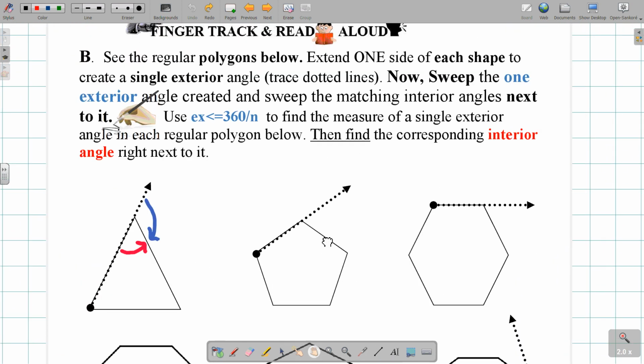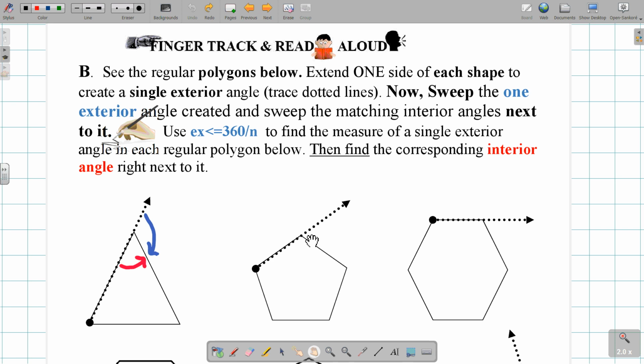Let's finger track and read out loud. Put your finger on the paper right there. Read with me out loud. See the regular polygons below. Extend one side of each shape to create a single exterior angle. Trace the dotted lines. Now sweep the one exterior angle created and sweep the matching interior angle next to it.